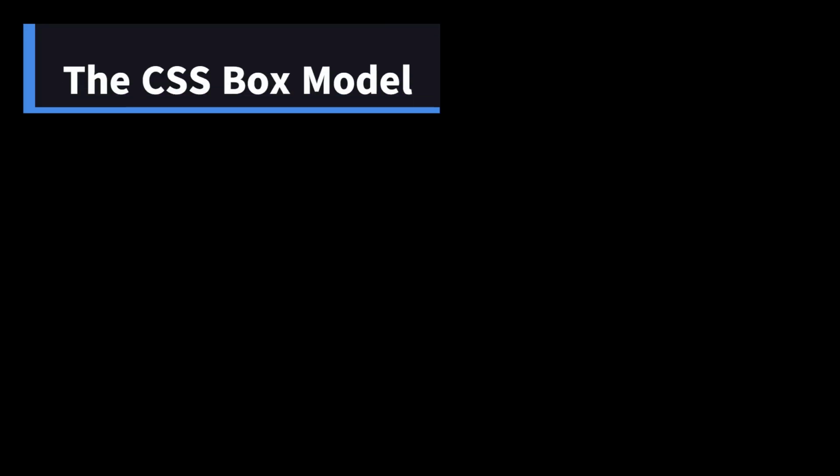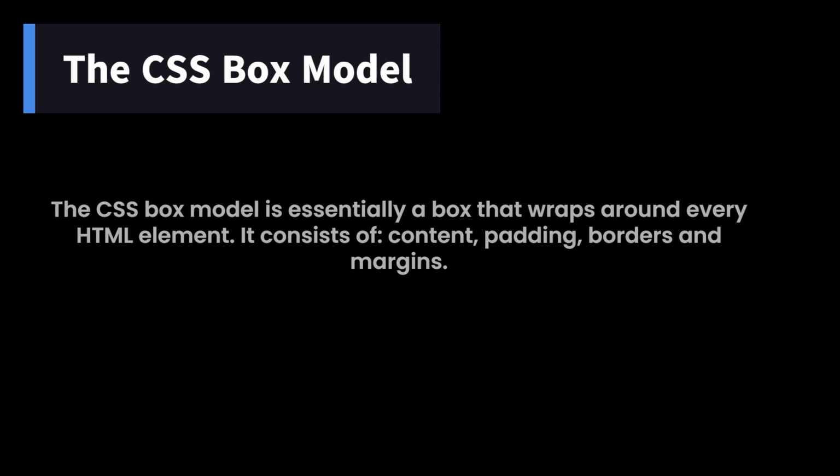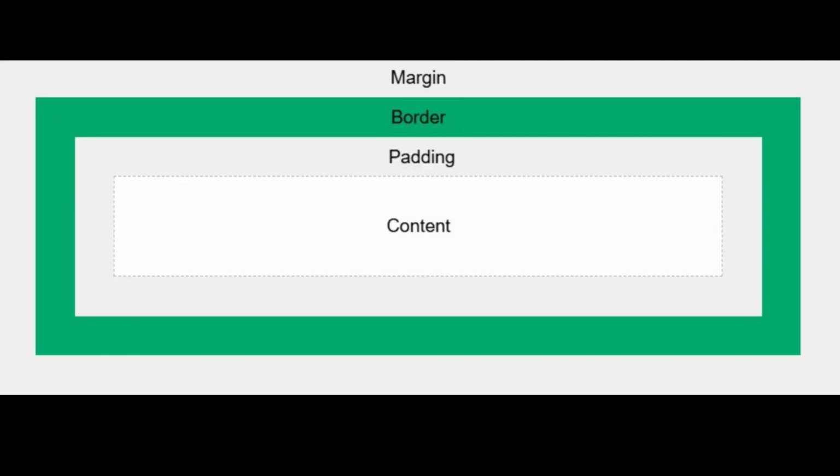Now let's look at the CSS box model. The CSS box model is essentially a box that wraps around every HTML element. It consists of contents, paddings, borders, and margins. So this is an example of a CSS box model.